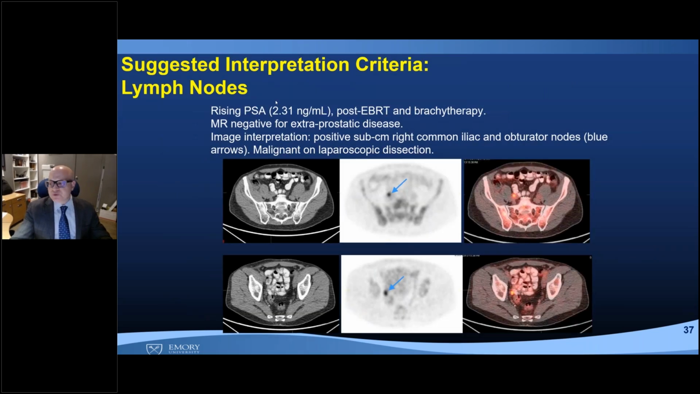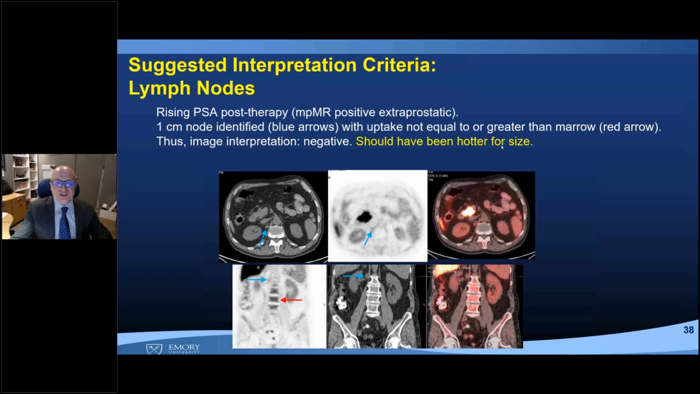So here we have a patient with a rising PSA of 2.31 post-EBRT and brachytherapy. MR was called negative for extraprostatic disease. Here we see intense uptake in a sub-centimeter right common iliac and obturator lymph node, and these were malignant on laparoscopic dissection.